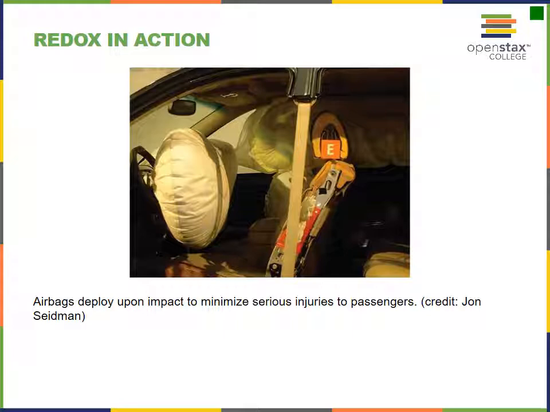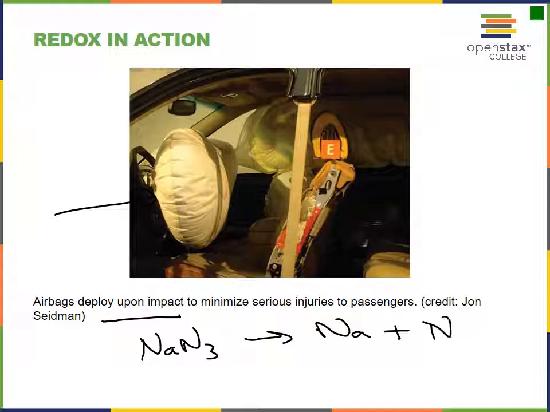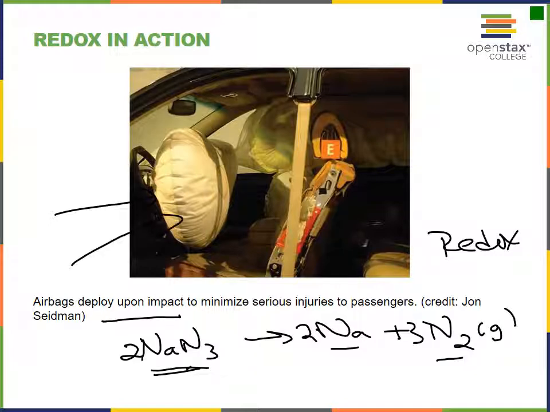Redox in action: airbags. Airbags are frequently filled with sodium azide, and when sodium azide reacts, it goes into sodium and some nitrogen. We can balance our equation here. And when we balance our equation, we're going to get this. Note we have a compound on one side and elements on the other, and therefore it is redox. When this stuff breaks apart, it makes nitrogen as a gas, which fills our airbag. And this is one of these redox reactions that we can use to fill airbags.